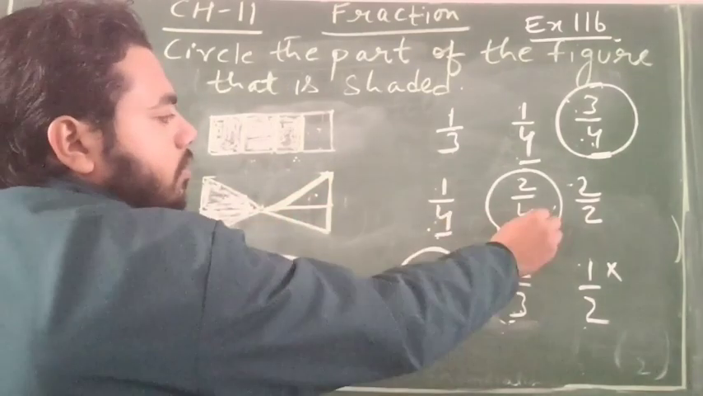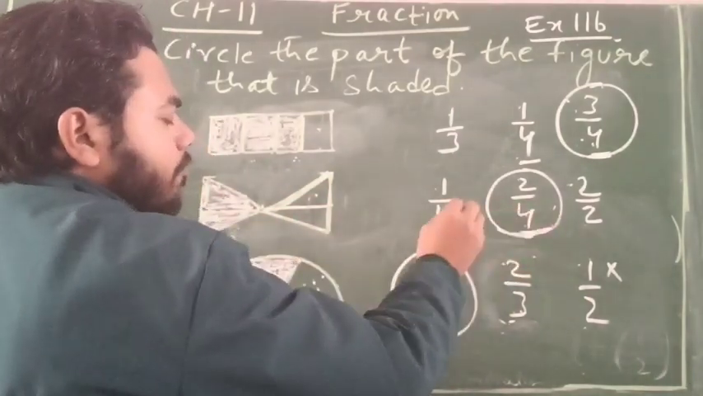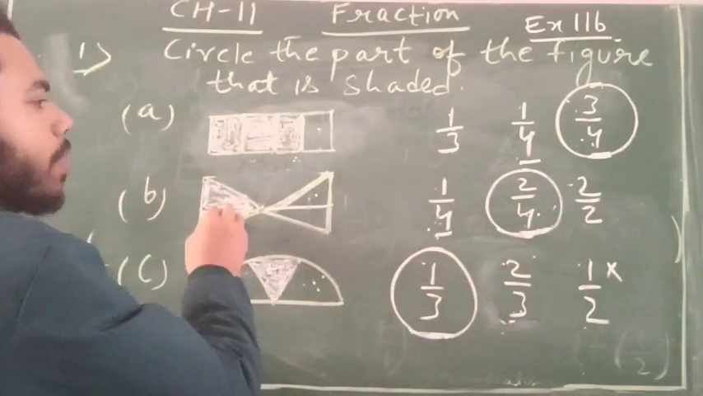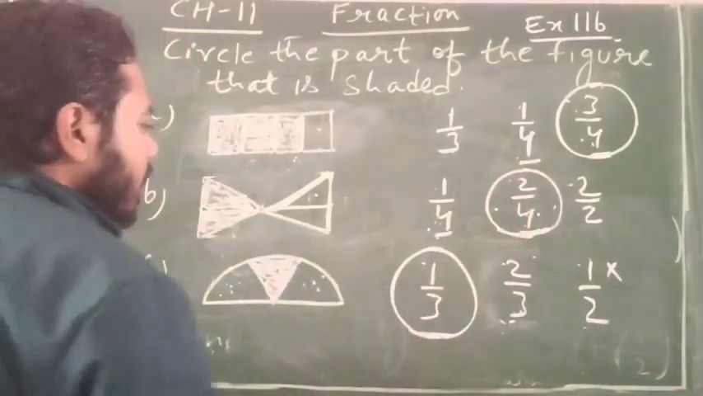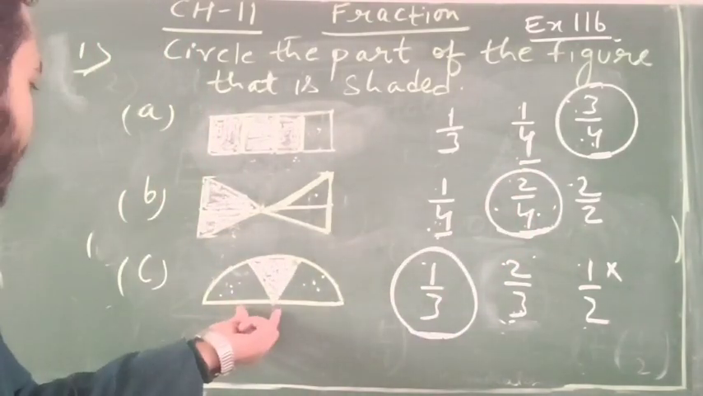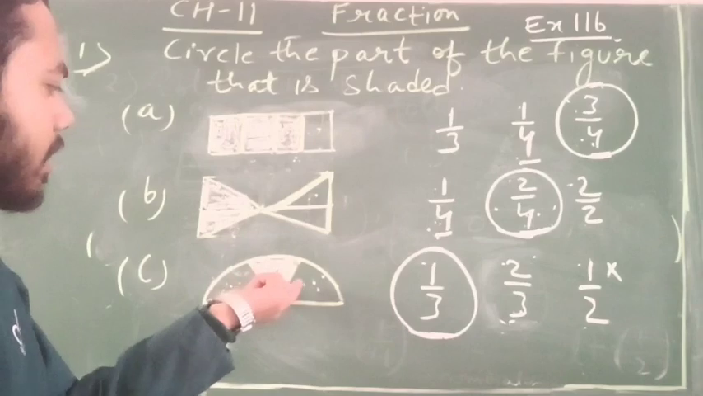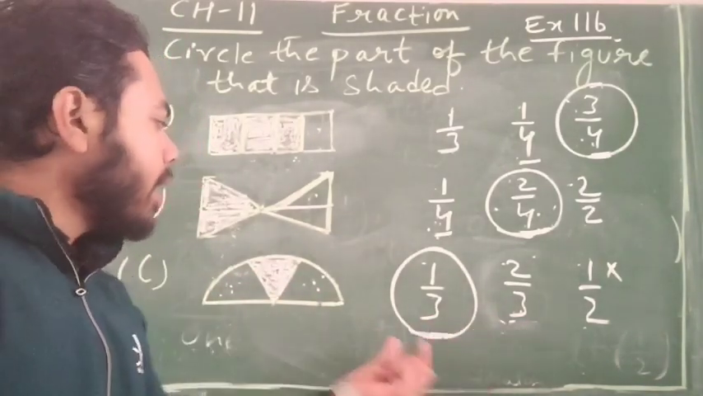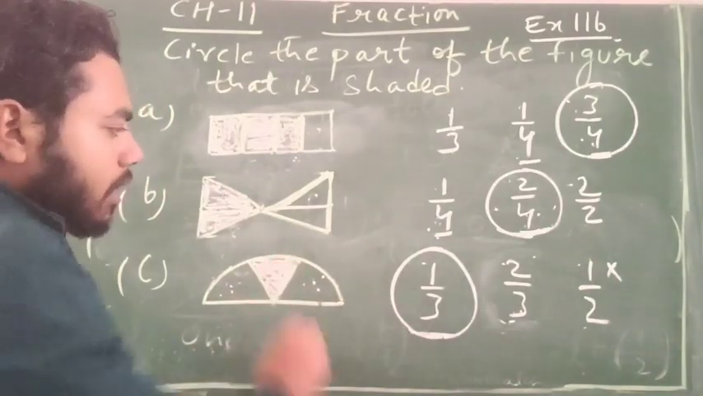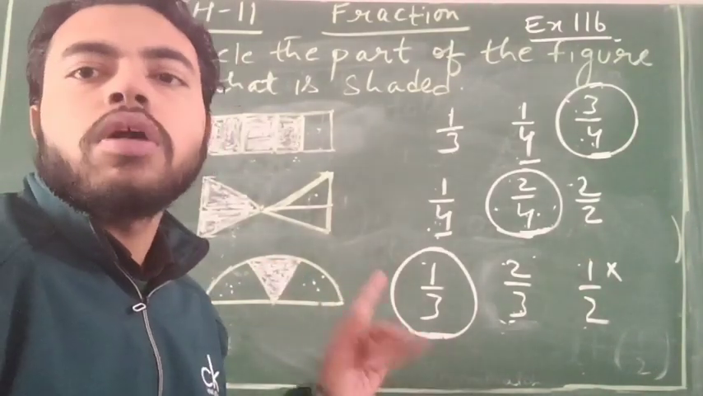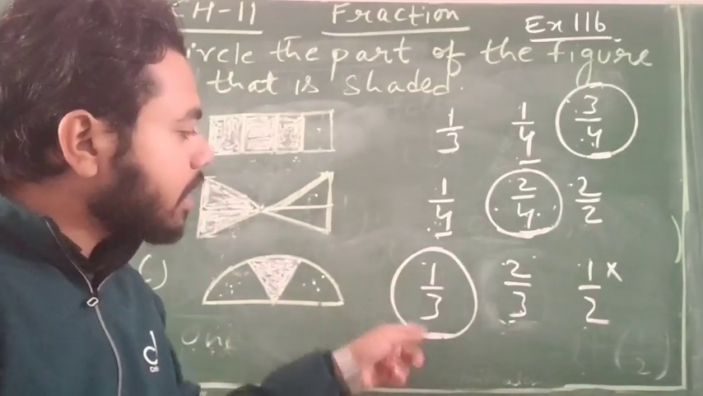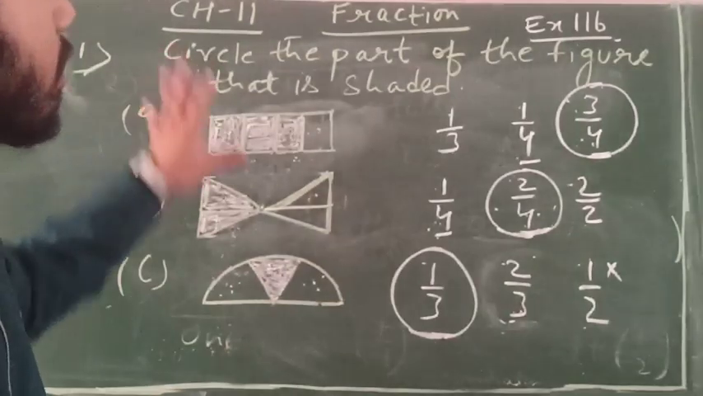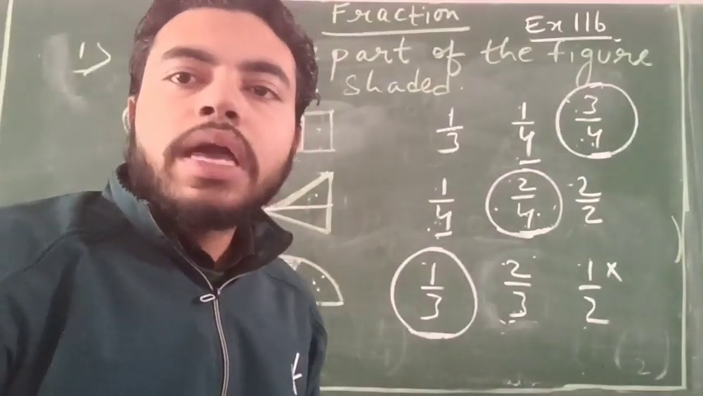Here, having the fraction with denominator 4, 2 parts are colored. So 2 by 4 is the correct answer. And here it is divided into 3 parts, and only 1 part is colored. It means out of 3 parts you got 1 part. So here 1 by 3 is the correct option. So these were about question 1. Now we will talk about question 2.